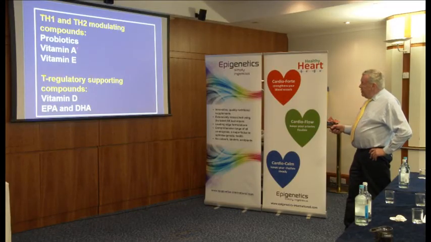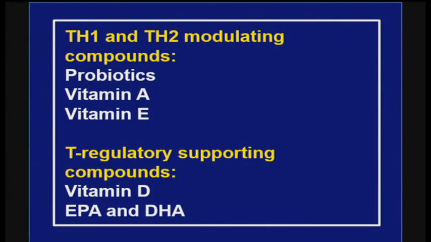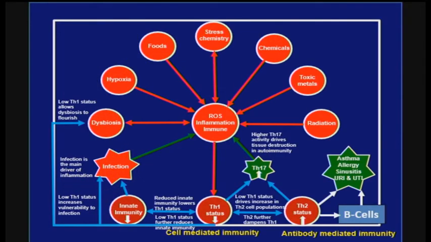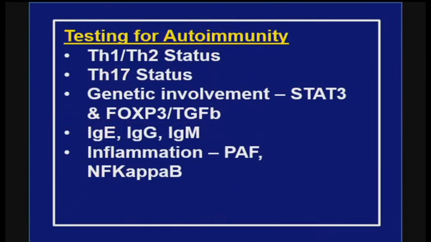So putting the TH1, TH2 modulating compounds together, we see here we've got the A and the E, and then the D in the essential fatty acids. We've shown that slide a little bit before. So just going back to that one.